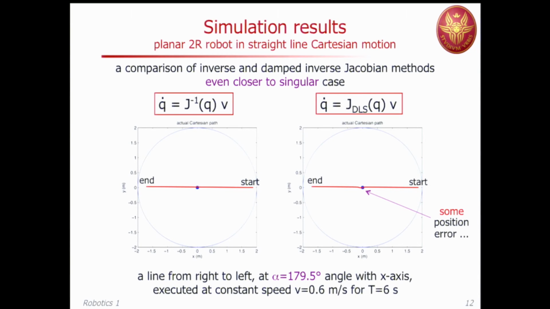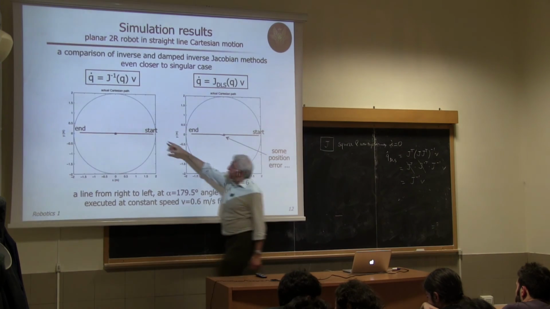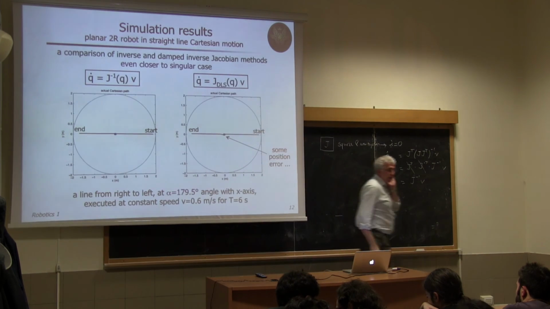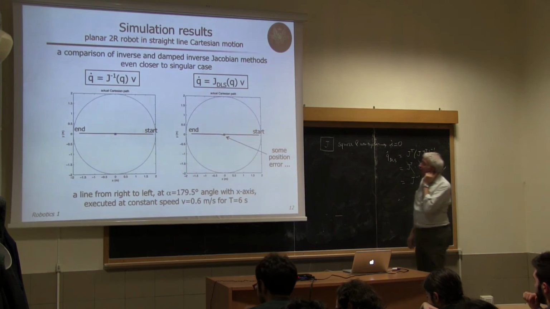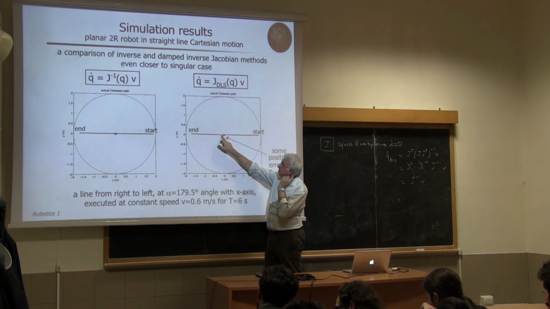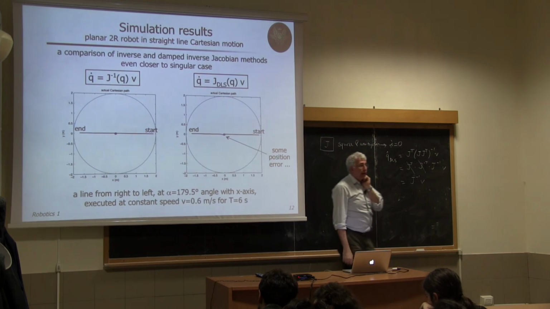So let's compare the damped least square with the traditional J to the minus 1. Now we started with 170 degrees, then we moved to 178. Now we're getting even closer to the singularity, 179.5, almost going through. In fact, you see that at this level of resolution, I am apparently going across the origin, okay? And when I do this motion with the damped least square, look what happens. Here, I already see some error there, which is then recovered thanks to a feedback action, okay?